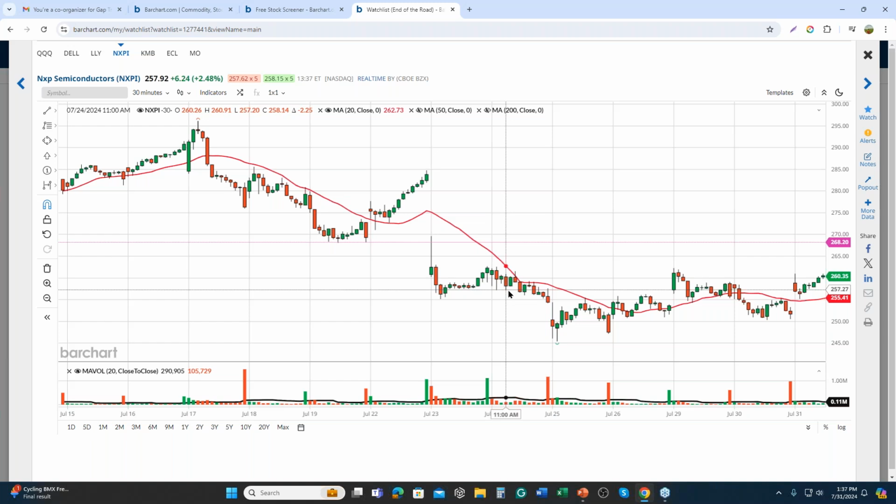And that's why, when I start talking about end of road gaps, I really like to talk about that first retest. But again, this retest day of previous support is now going to become a level of resistance.